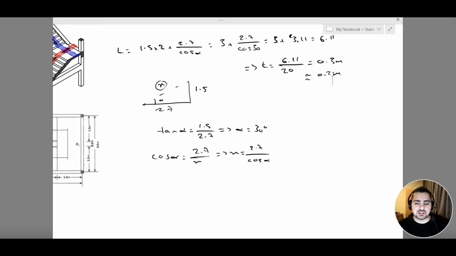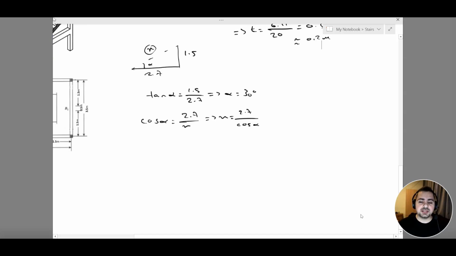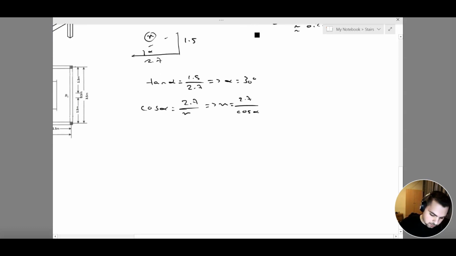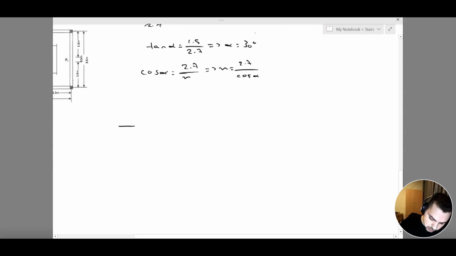We are going to go for stairs of thickness 0.2 meters. Now we need to know about this thickness here. Which thickness did we just find? So if we draw our staircase here, something like this, we have this thickness here, which is T1, and we have another thickness here, which is T2.